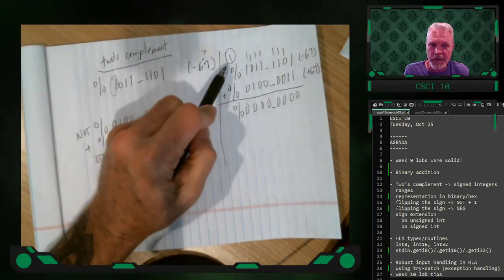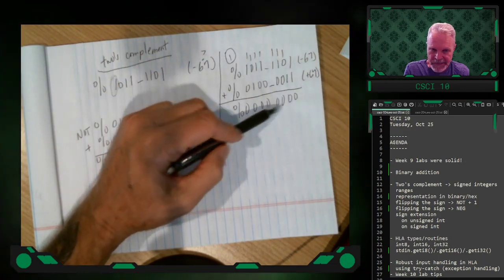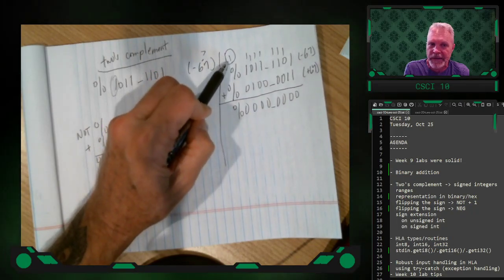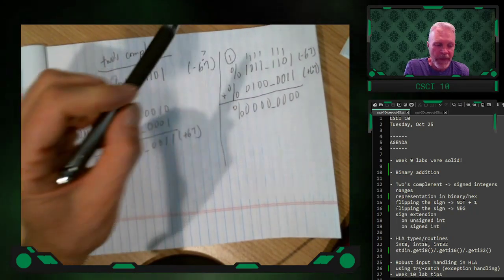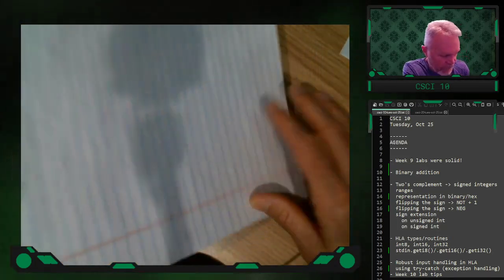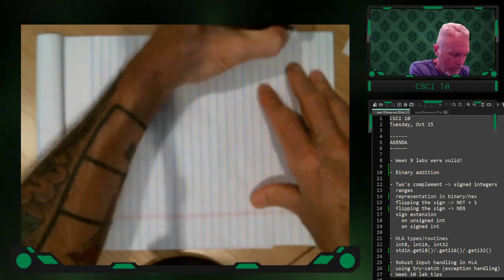I know this extra carry bit is somewhat bothersome, but it turns out that it doesn't affect us in any way, although we could detect it if we wanted to from the EFLAGS register. All right, while I'm on this addition thing, let's set up a couple of examples.